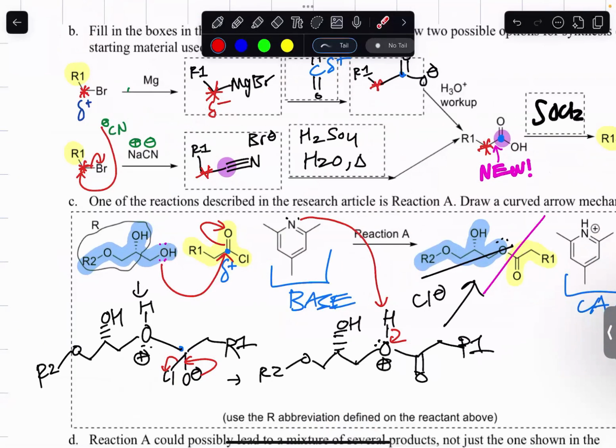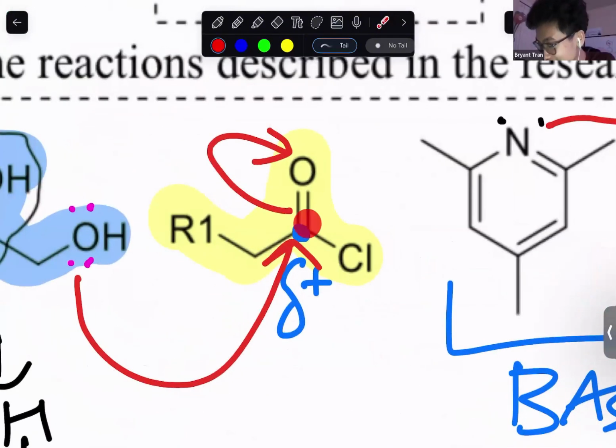We don't have to do that because we already have a strong electrophile, right? That's why we're allowed to wait. Okay. I know what you're thinking about now.